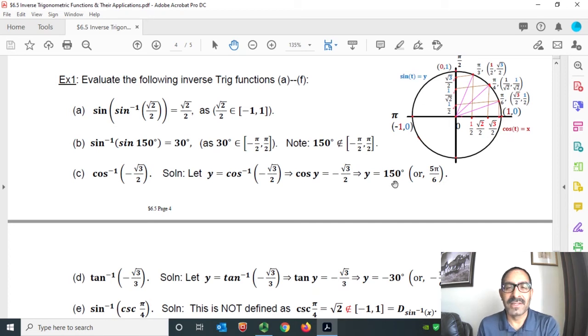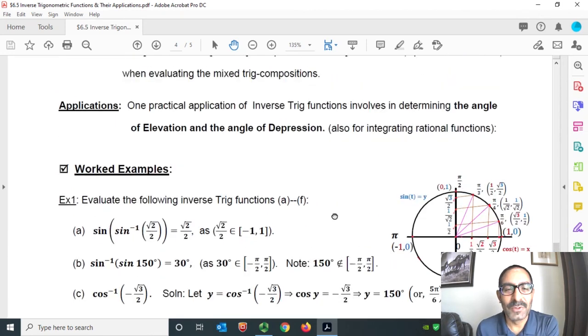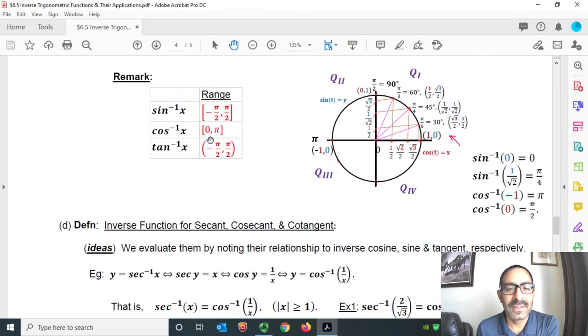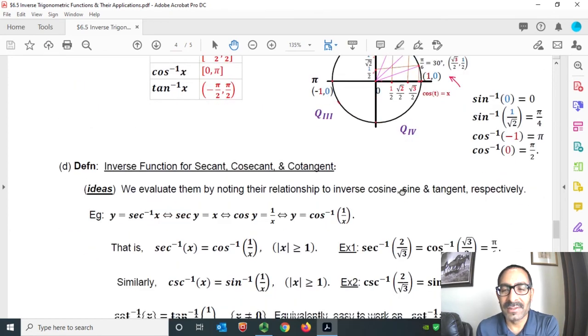Then our answer is y equals 150 degrees. I hope this idea makes sense to you all. Let me show you again the range of the inverse cosine function, 0 to pi. Great. Let me scroll down.